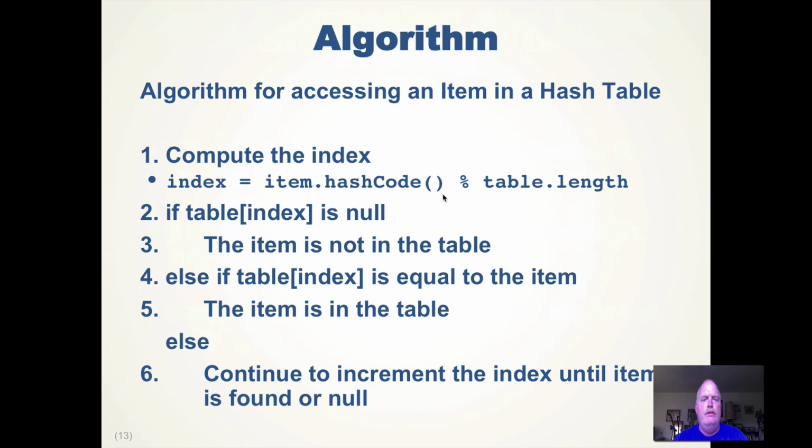So the algorithm is you compute the index, which is the hashcode mod table length. If the thing at that index is null, item's not in the table, we're done. Else, if it's equal to the item we're looking for, we found it. Else we continue incrementing until we find the item or a null, or that index is back again to the original index, which means you've gone and searched the entire table. You've got to watch for that because you can get an infinite loop if you don't. If you get back to that original index, you don't want to keep going.